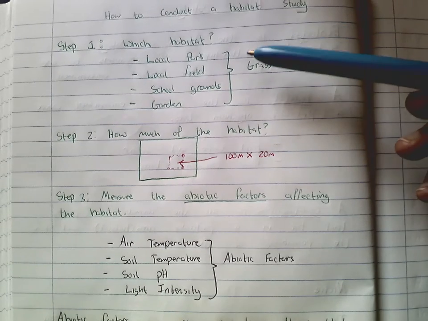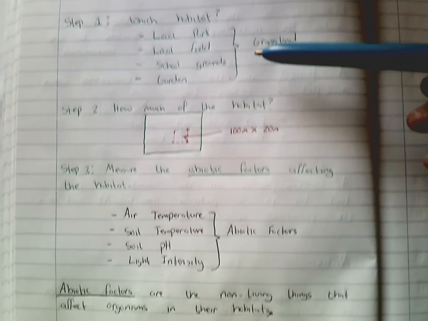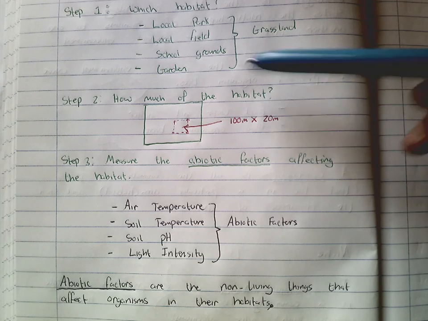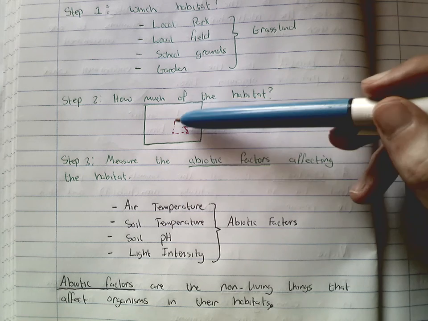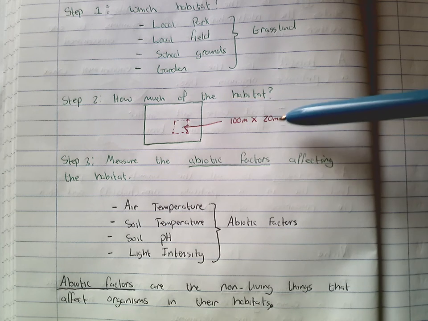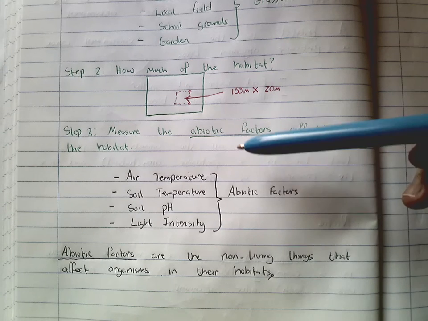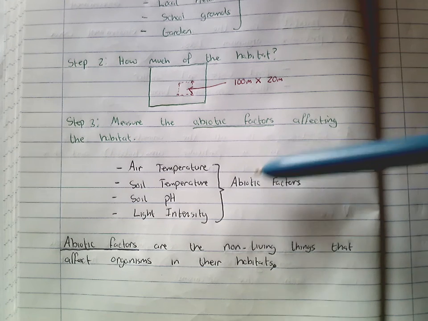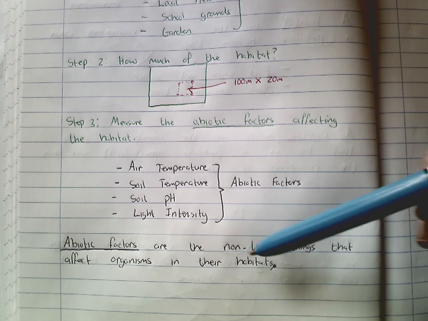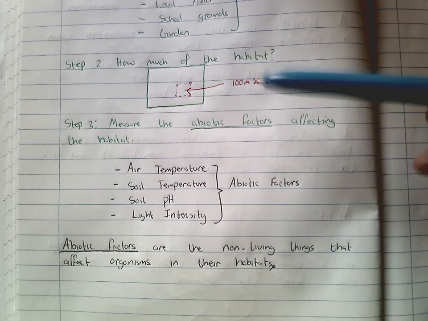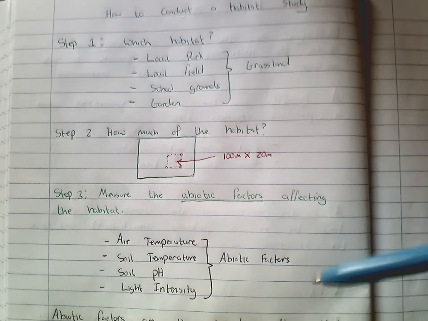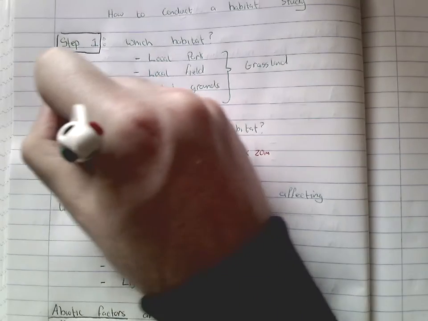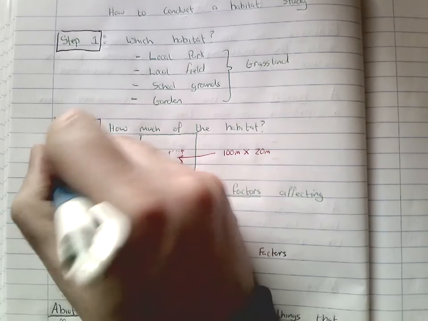These are your preliminary steps to studying a habitat. So you pick the habitat that you want to study. You decide how much of the habitat you're going to study, so you want to section it off. You can use 4 pegs or whatever to section off a piece of your habitat. You then want to measure what are called your abiotic factors within the environment. The abiotic factors are the non-living things that affect organisms in the habitat. So these are our first 3 steps: step 1, step 2, and step 3.